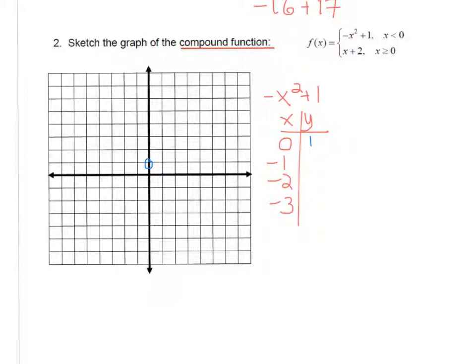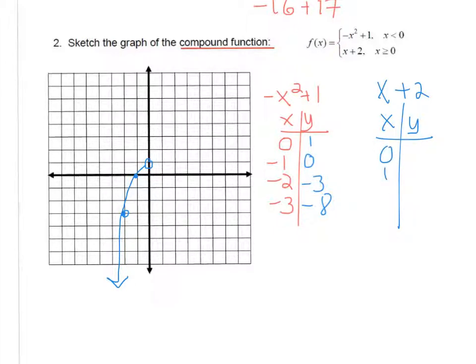So now when I plug in -1, I get 0. When I plug in -2, let's see, that's -4 plus 1. And then -3, that's -9 plus 1. All right, so that gives me a good enough number of points. Do I have 8 points here? 1, 2, 3, 4, 5, 6, 7. Nope. So I know x squared, it's a parabola, so it's going to have the curvy shape, and it's opening down because of the negative. So now let's graph the x plus 2.